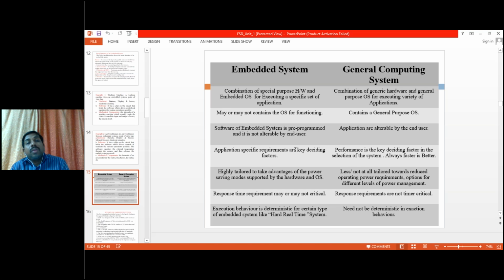So comparing a general computing system and an embedded system, we can tell that an embedded system has specific hardware and a specific OS, and it has application requirements. So the application requirements must be met. It is tailored to support power saving modes. It must be time critical depending on the application, and it must be deterministic. So an embedded system is a microcontroller based real-time control system, a time critical system, and real time.